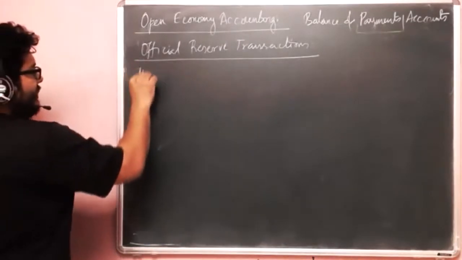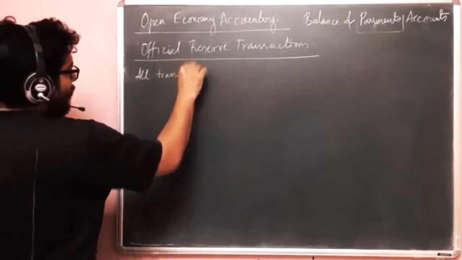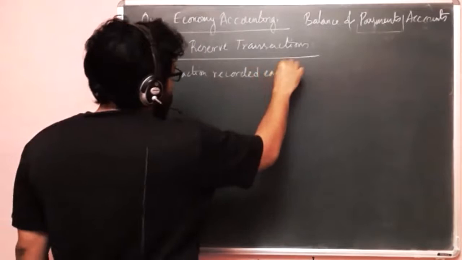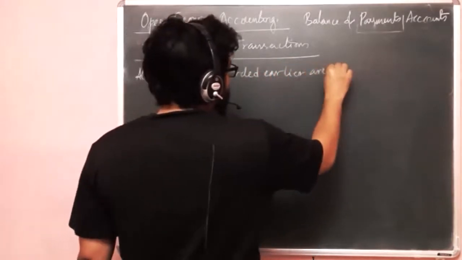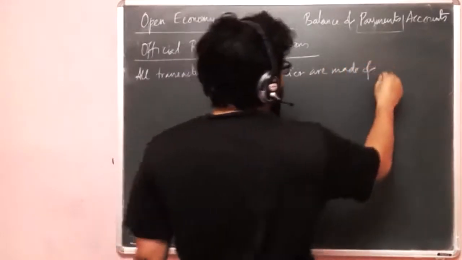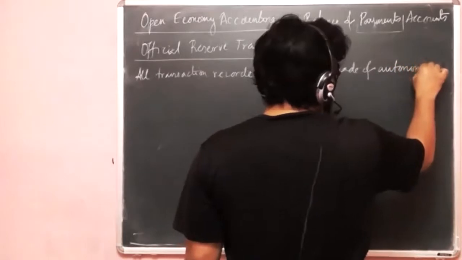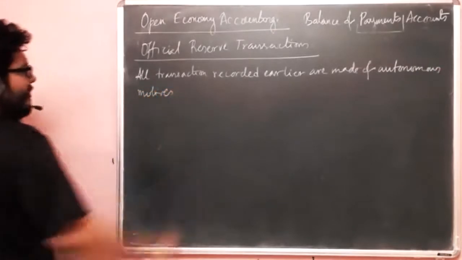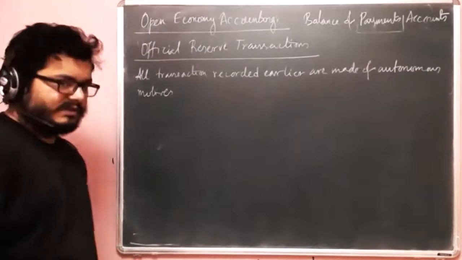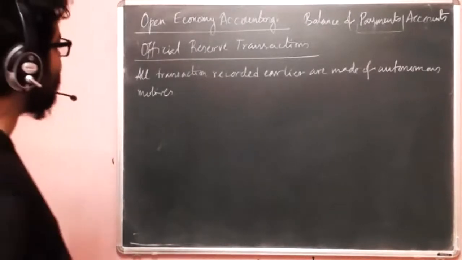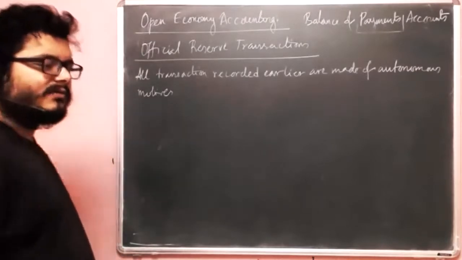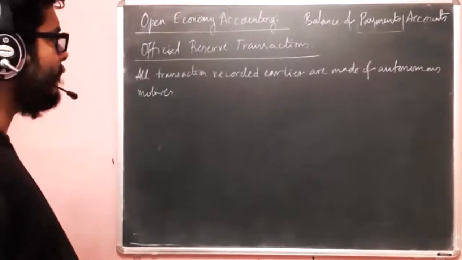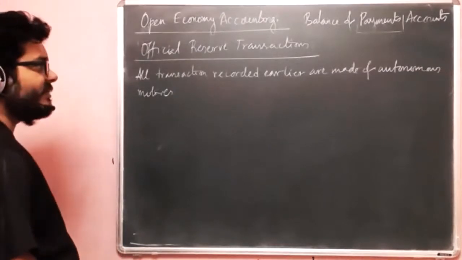So first of all, transactions recorded earlier, that is in the other two accounts, are made of autonomous motives. That is the actual term, autonomous motives. That is, there is no better purpose than buying things when you are buying them, or there is no better purpose than selling things when you are actually selling them. So when you are buying an asset, you are buying it because you want to buy that asset, and there is no hidden economic agenda of the nation behind that. Whenever that comes into play, it becomes a part of official reserve transactions.